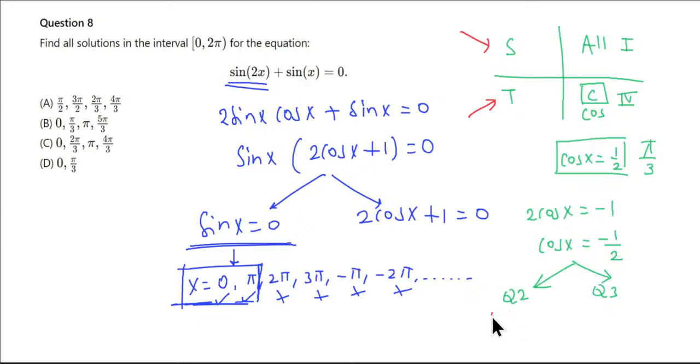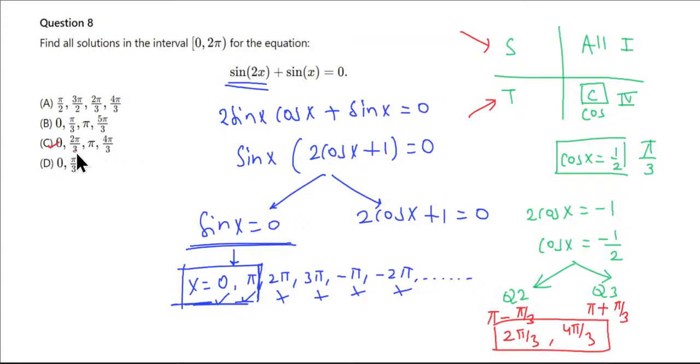by doing quadrant 2 as pi minus the reference angle, which is pi over 3. And quadrant 3 will be pi plus the reference angle, pi plus pi over 3. So this is going to be 2 pi over 3, and this is going to be 4 pi over 3 over here. So this is how it looks. So I have two more answers from here, 2 pi over 3 and 4 pi over 3.